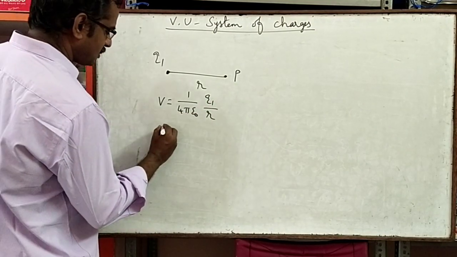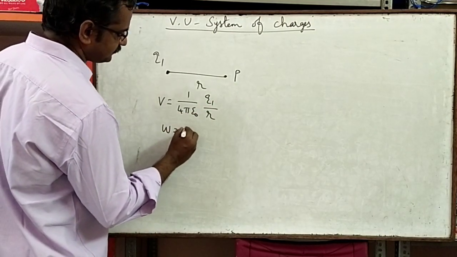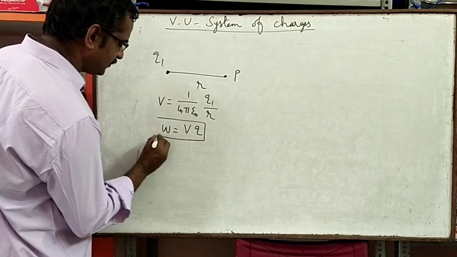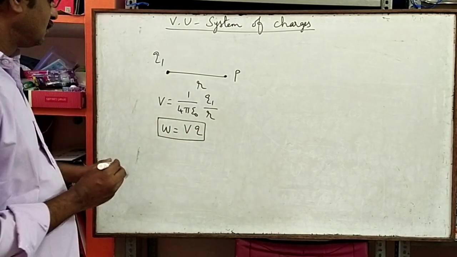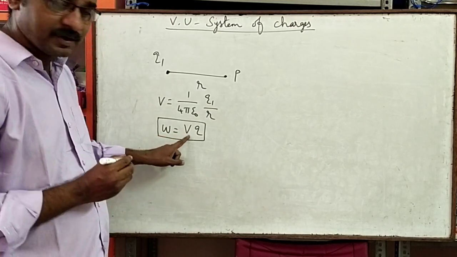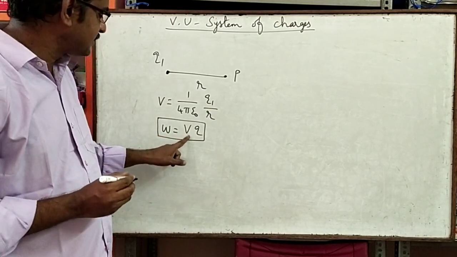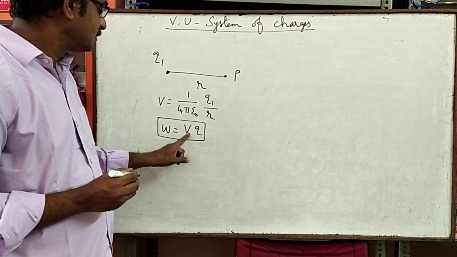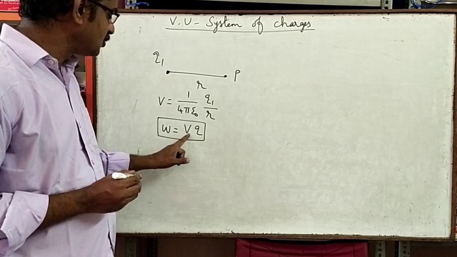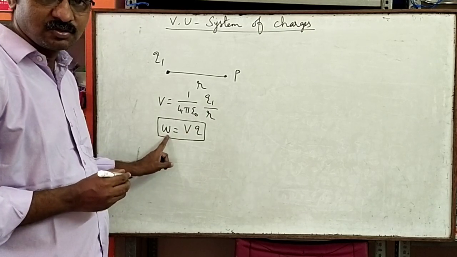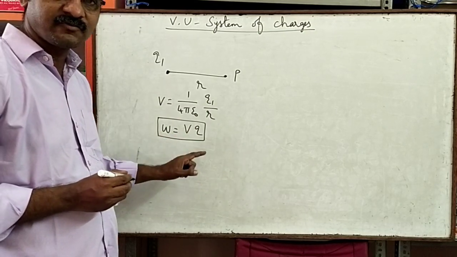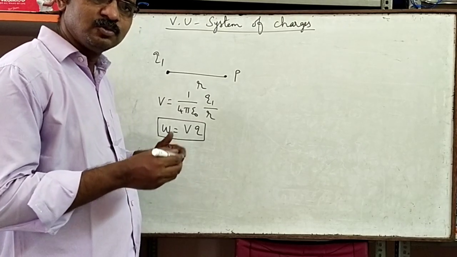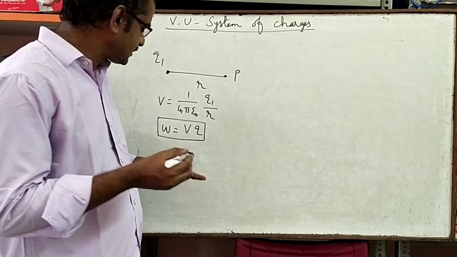In this case, work done formula: work is equal to V into Q. In case of equipotential surface, there is no potential difference. Then if potential difference is 0, then work done will become 0. That's why we say that in equipotential surface we can move charges without any external work.